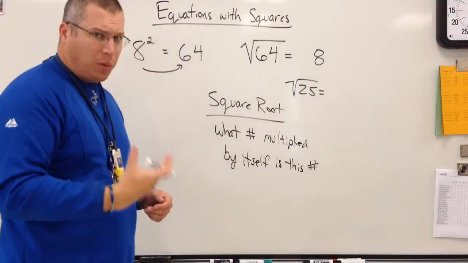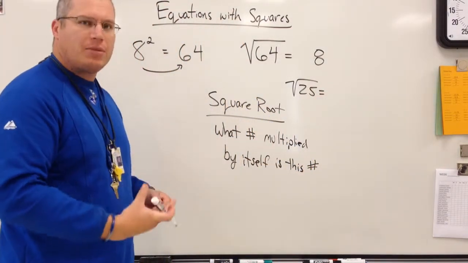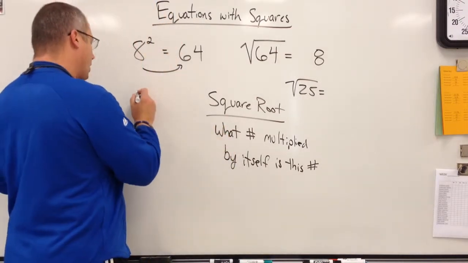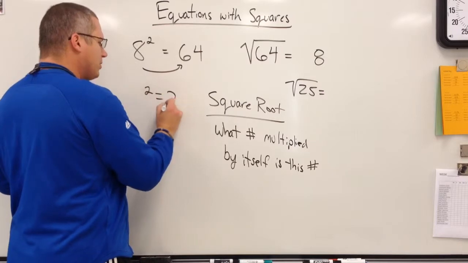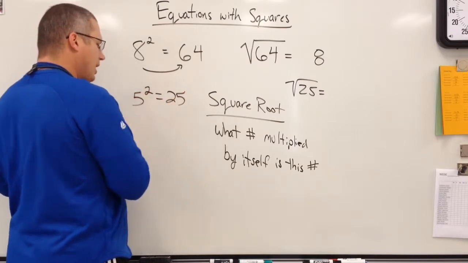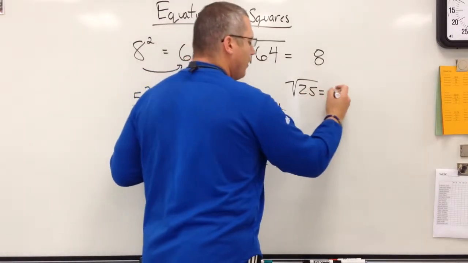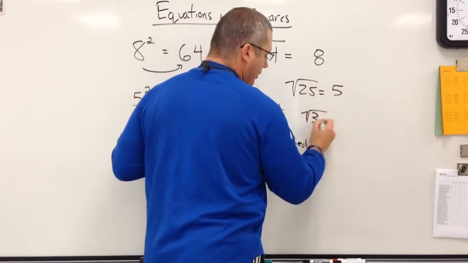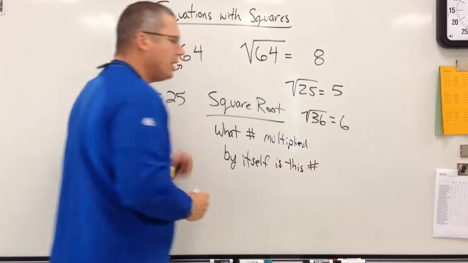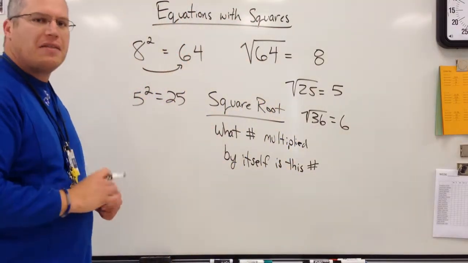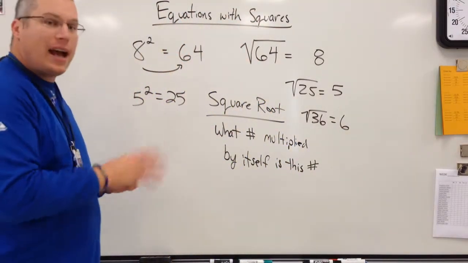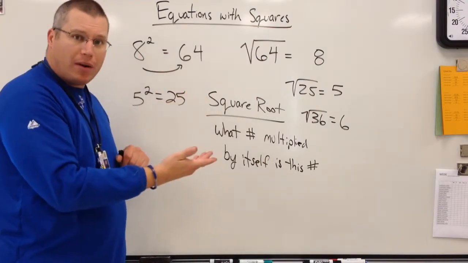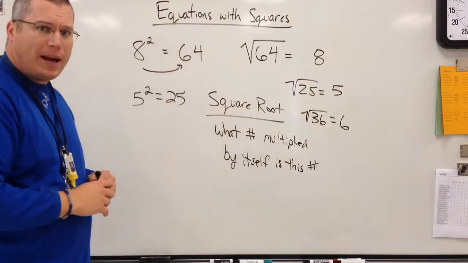If I asked you for the square root of 25, what number times itself is 25? Well, it's the reverse of this. You would have to think, what number squared is 25? Oh, you would say it's 5. So the square root of 25 is 5. The square root of 36 is 6. It's just the opposite of it, or the inverse of it. So let's take this idea of square rooting something to do the opposite of squaring and apply it to solving equations now.